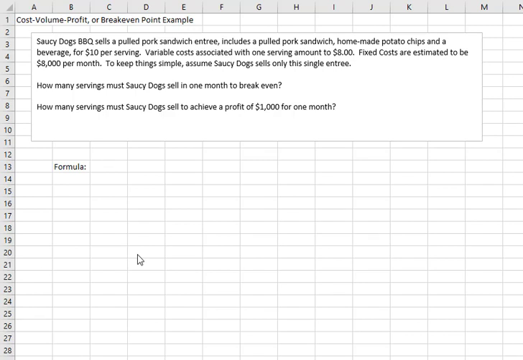Hi, this is Doc Sween with a managerial accounting example. We're looking at cost, volume, profit, or sometimes called break-even point analysis.